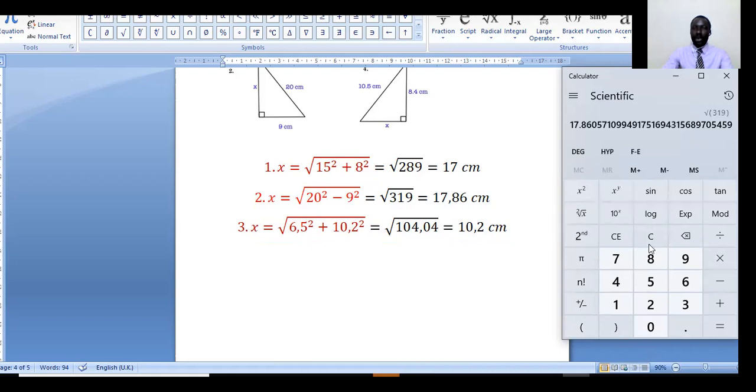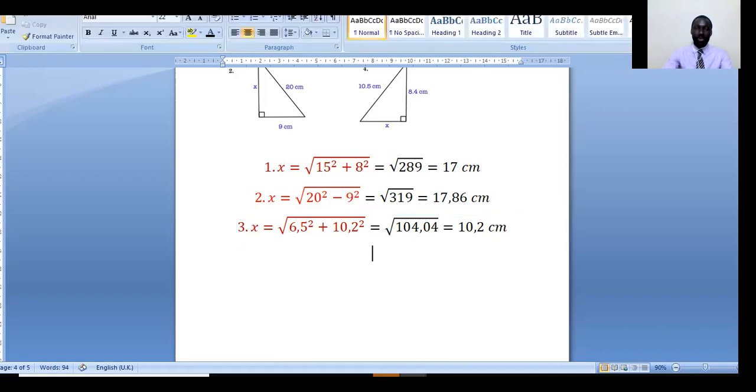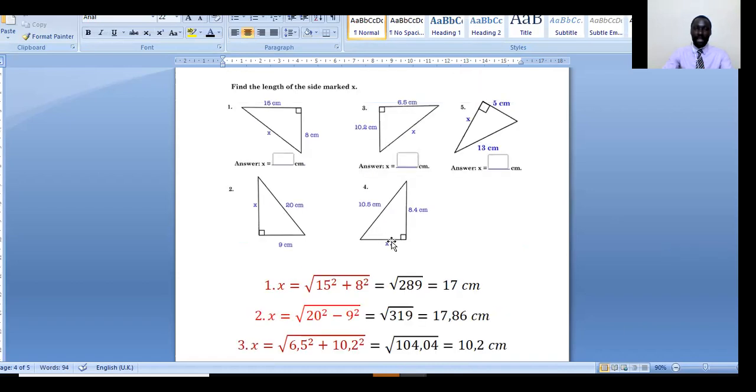And to check with the upper one, let's see what we are going to get. This is 289. The square root of it is 17. Yes, that's what we get. Well, now the next question is what? Is question 4. Now, question 4 requires us to find the value of x.